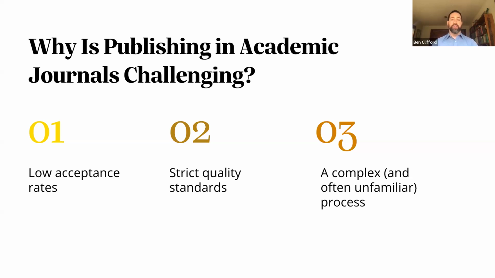Beyond the sheer number of submissions that they're dealing with, academic journals also need to enforce strict standards of quality using both in-house editorial review and external peer review to ensure that they're publishing only the best, most impactful research. All of this means that when submitting, you need to make sure that you're putting your best foot forward. But the process itself is complex and it can be unfamiliar, especially for junior academics.